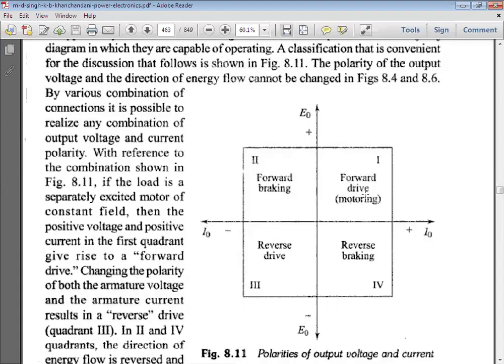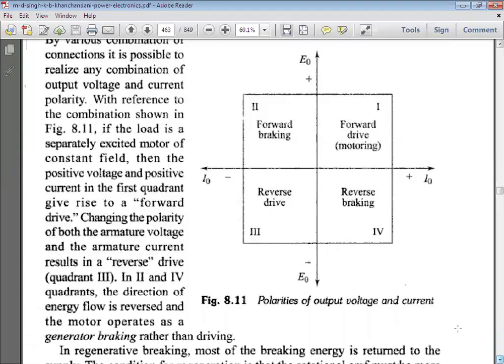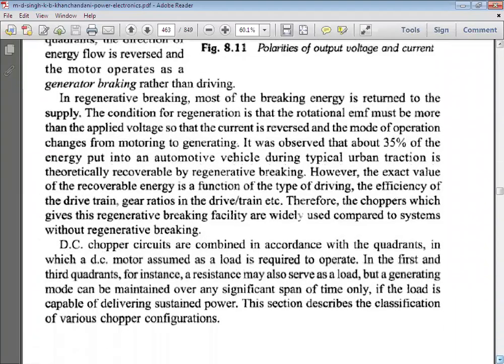First quadrant chopper is used for motoring, for example. Second quadrant choppers are used for forward braking, for braking purposes. Third quadrant choppers are used for reverse drive, and fourth quadrant choppers are used for reverse braking. One by one we are going to see all the chopper circuits in detail.